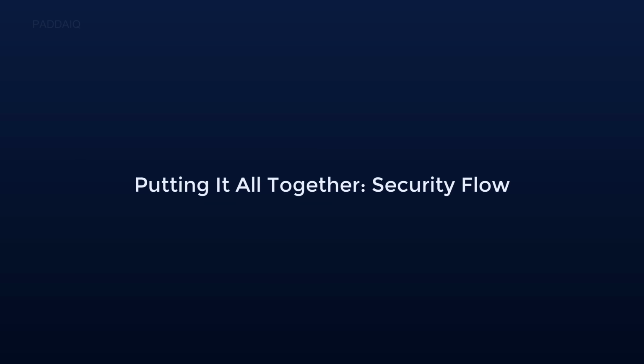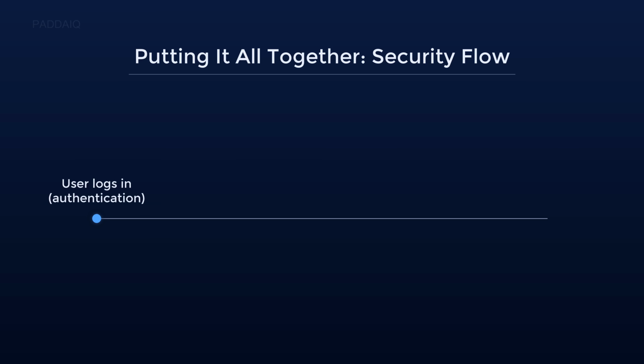Putting it all together, security flow. User logs in: authentication. This means verifying the person's identity, like confirming they are who they claim to be. For example, an employee enters their username and password to access the company portal. This initial step ensures that only legitimate users can proceed into the system, securing all subsequent interactions.